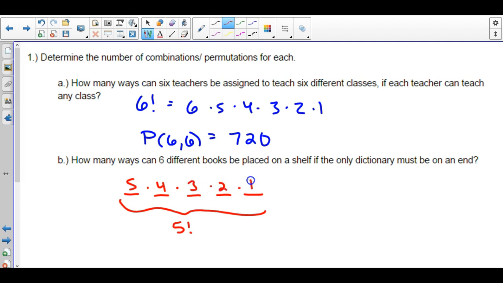If I have my dictionary at one end, I have 5 factorial ways, which means there are 120 different ways that I can organize those 6 books. But if I move my dictionary to the other end, it adds on another 120 different ways. So there's 120 ways the first way, 120 with the second. So really, I'm going to end up with 240 different ways to arrange these books.